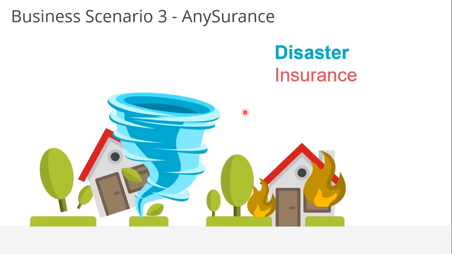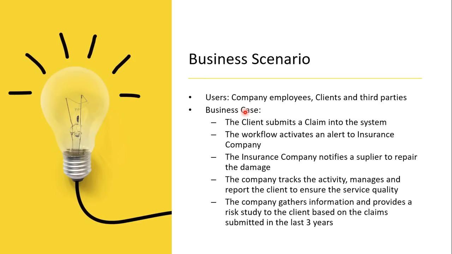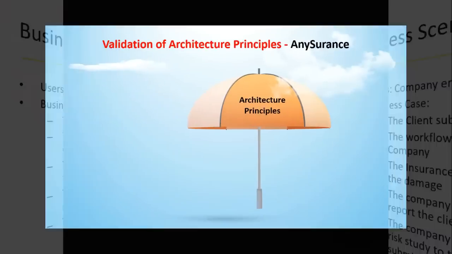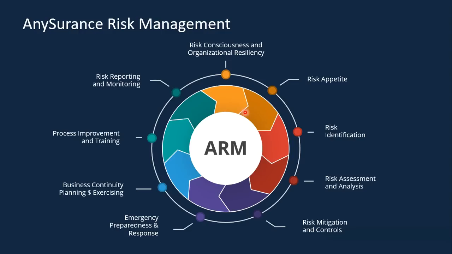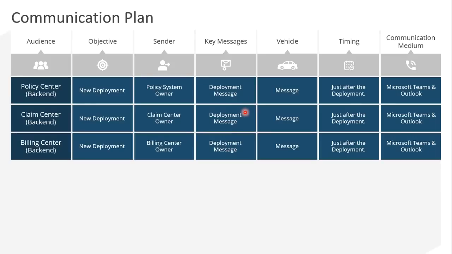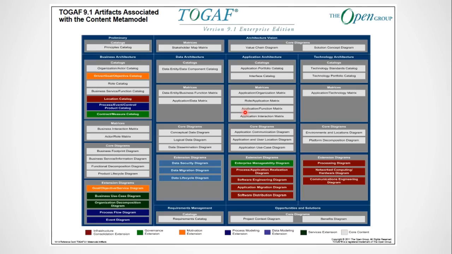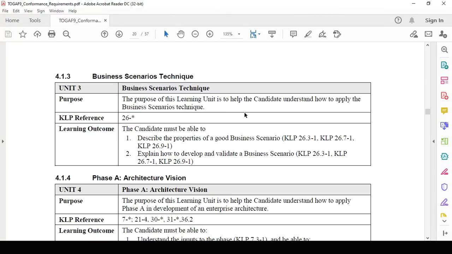So I will show some scenarios, and based on those, at least one scenario we will document, and then we will validate the architecture principles, and then go to risk management, and finally we will see the communication plan, the content metamodel artifacts, and some TOGAF templates. That's it. That is all I am going to cover in this particular section. See you in the next section.